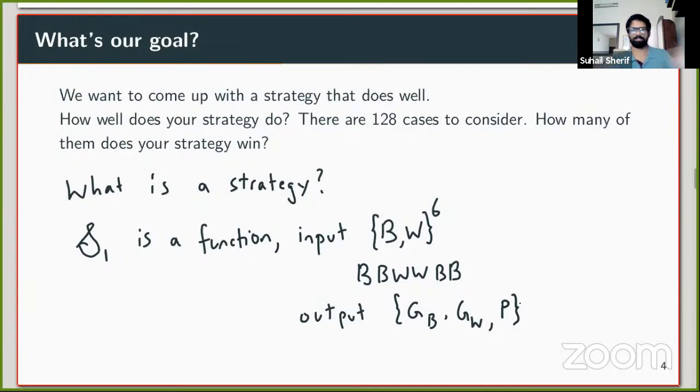So this is a completely formal description of a strategy. Any strategy you can think of, as long as it's deterministic, will be of this form. And we'll only be considering deterministic strategies in this talk. We won't give them access to randomness, but whatever we learn from deterministic will easily translate to the randomized setting as well.